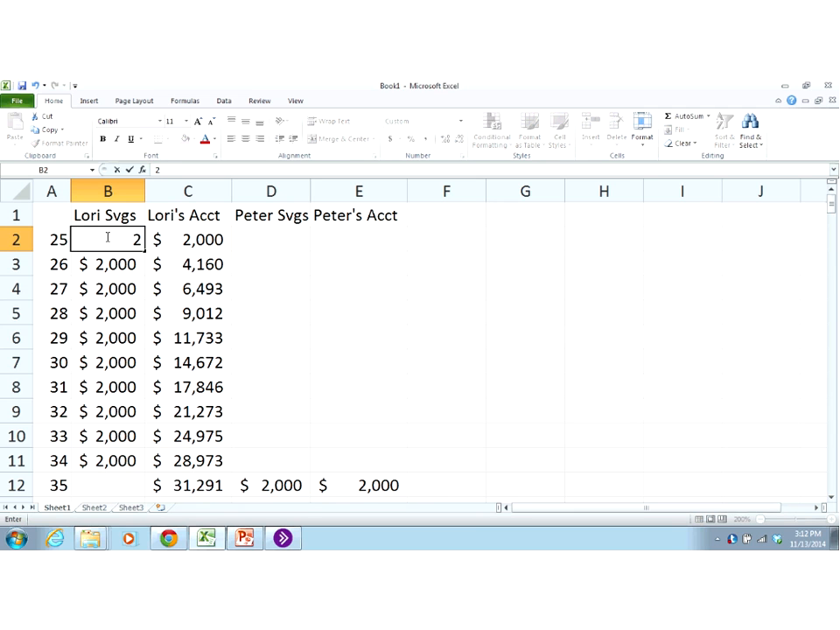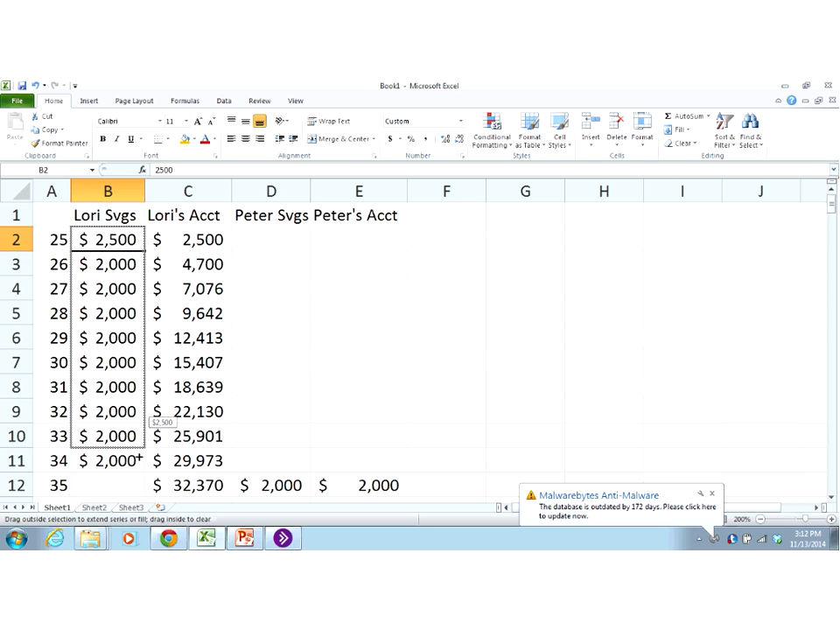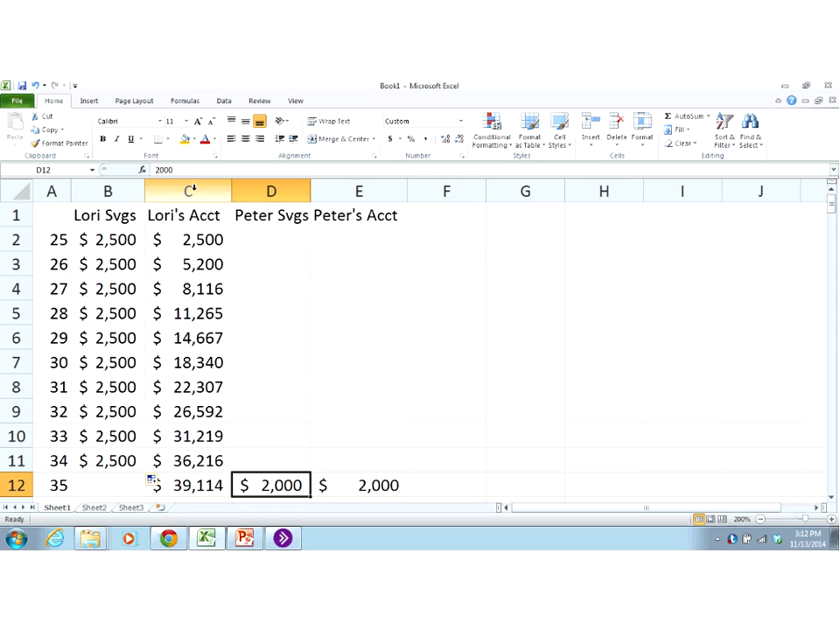Let's look at what this looks like in Excel. I actually put the wrong amount in there. Say that Lori's saving $2,500 a year, and we'll also have Peter saving that as well.